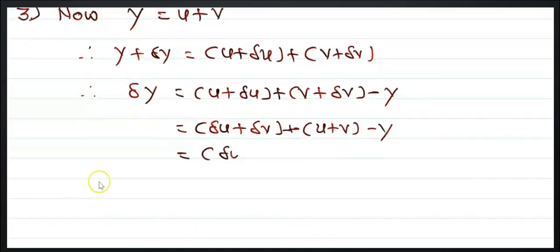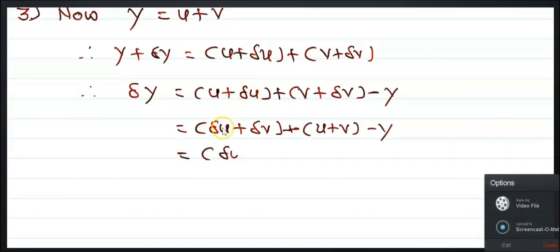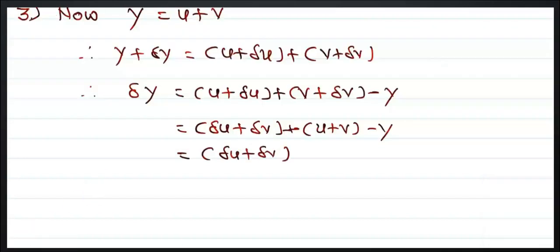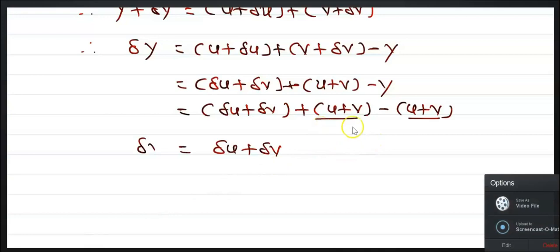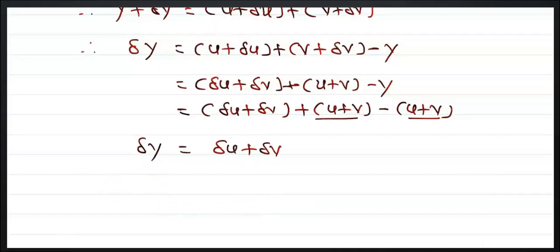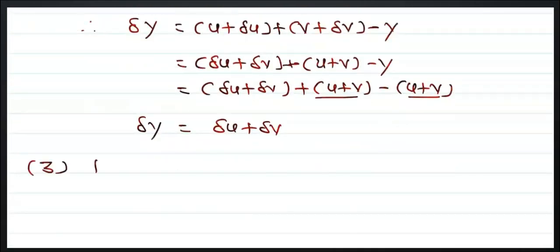We will separate it. What I have done here is delta u and delta v are here, plus this is u and this is v, minus y as it is. But what is the value of y? y is equal to u plus v. Therefore, u plus v minus u plus v get cancelled. And that's why delta y is equal to delta u plus delta v.